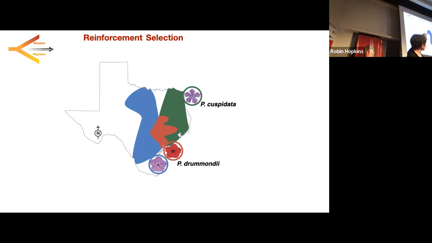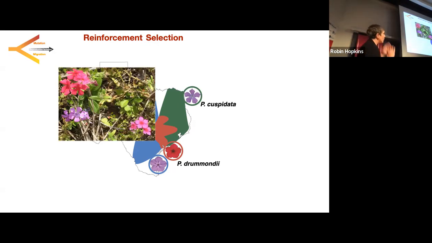And this Cuspidata plant up there in the corner actually looks quite similar to the drummondii plant. And it was thought that maybe this evolution of flower color was driven by reinforcement to decrease hybridization in those sympatric populations. If we go to this area of the range, we can find populations that have drummondii in the top corner, Cuspidata in the middle, and then hybrids over there. And these hybrids are vigorous and awesome. So hybridization does happen.